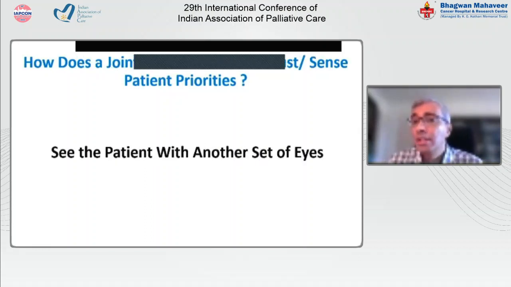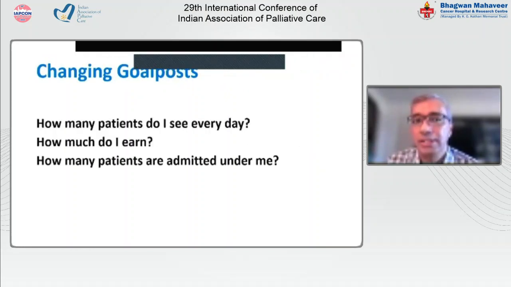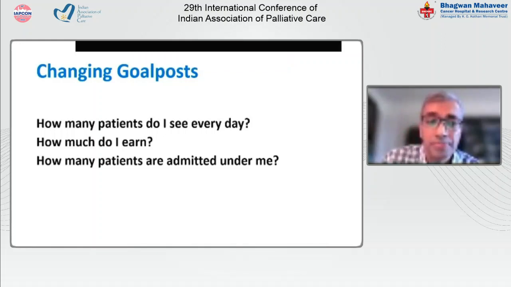And how does a joint clinic build better trust? It sees patient priorities, because one person in that joint clinic is seeing the patient with another set of eyes. Not some amazing qualification here, but just seeing the patient with a different set of eyes. So we need to change goalposts from how many patients do we see every day, how much do we earn, and how many patients are admitted under our care. These are ballpark figures for any corporate hospital, I can tell you. And these goalposts need to change, and they need to change soon with increasing privatization of healthcare in our country.